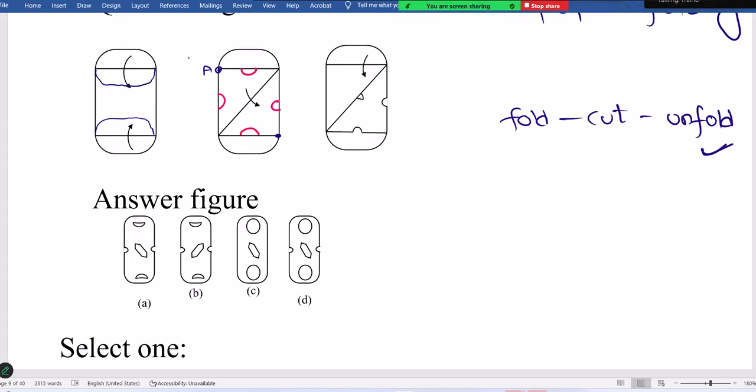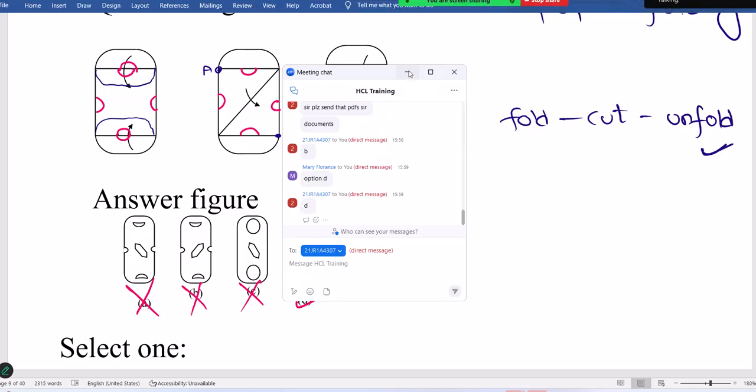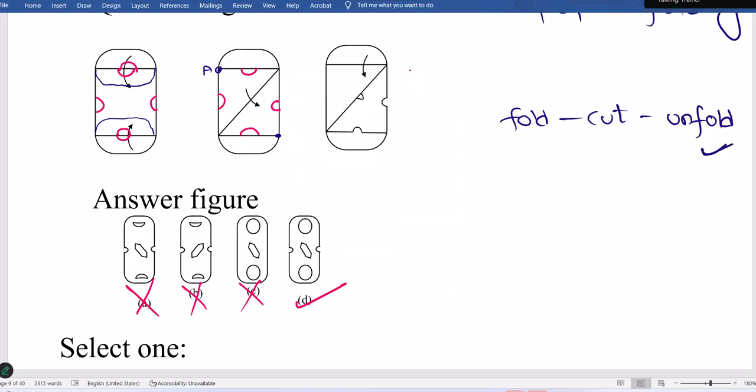So fine. Then when you unfold above, here, here and here. So option A is not available, option C is wrong, D is correct. D is the correct one. Perfect. D is correct. Now let us see the next one.